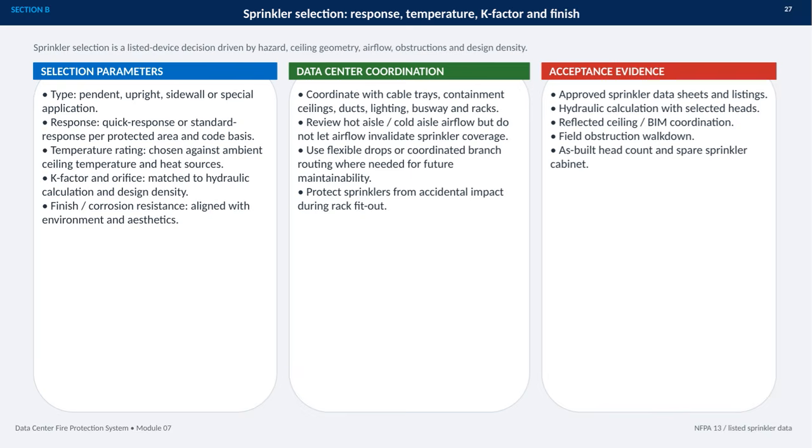Finally, acceptance evidence should include approved listings, hydraulic calculations, BMS or reflected ceiling coordination, an obstruction walkdown, as-built head counts, and a spare sprinkler cabinet.